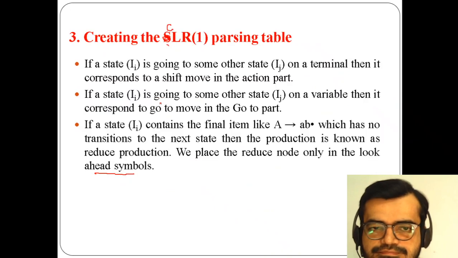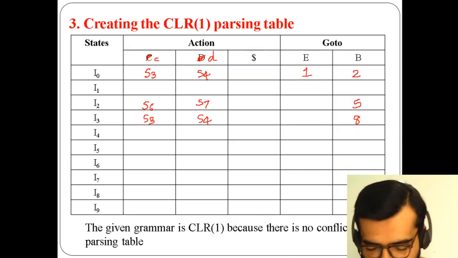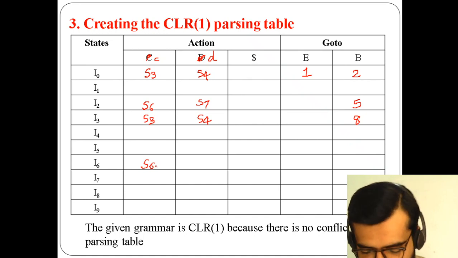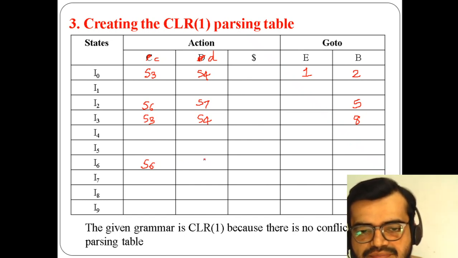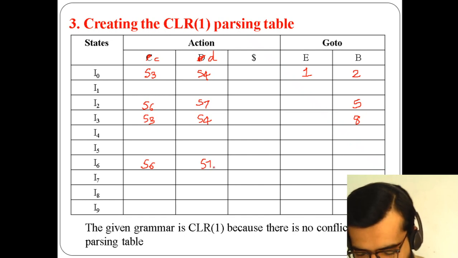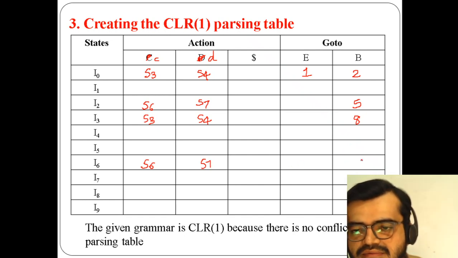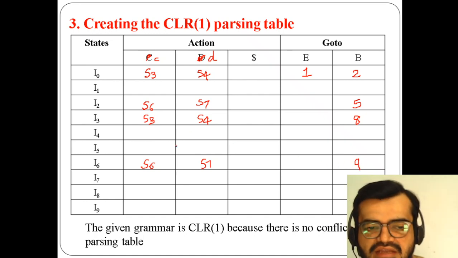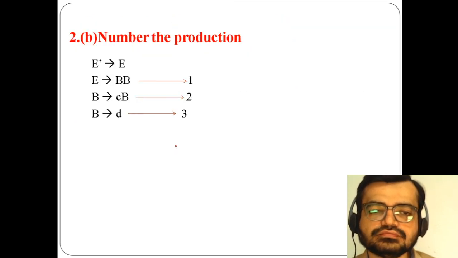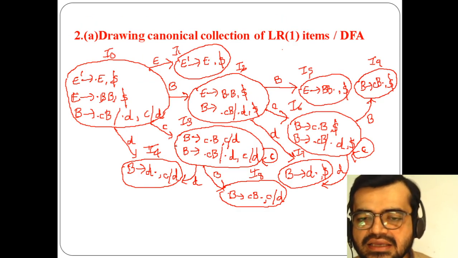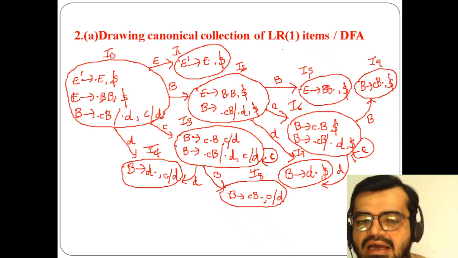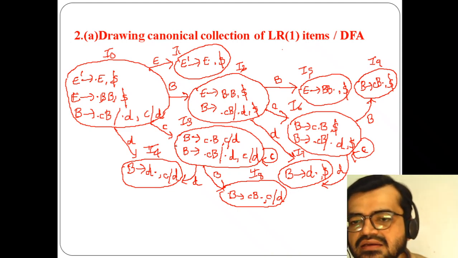So here in I6 what happens is that it is going to the self loop, that means the sixth state, with the help of C, and it is going to the seventh state with the help of D, and it is going to the ninth state with the help of B. Okay, so in this way we have taken I6. Now comes to I7, I8 and I9. In I7 it is just receiving. Okay, in I8 also it is just receiving, and I9 as well, it is just receiving.